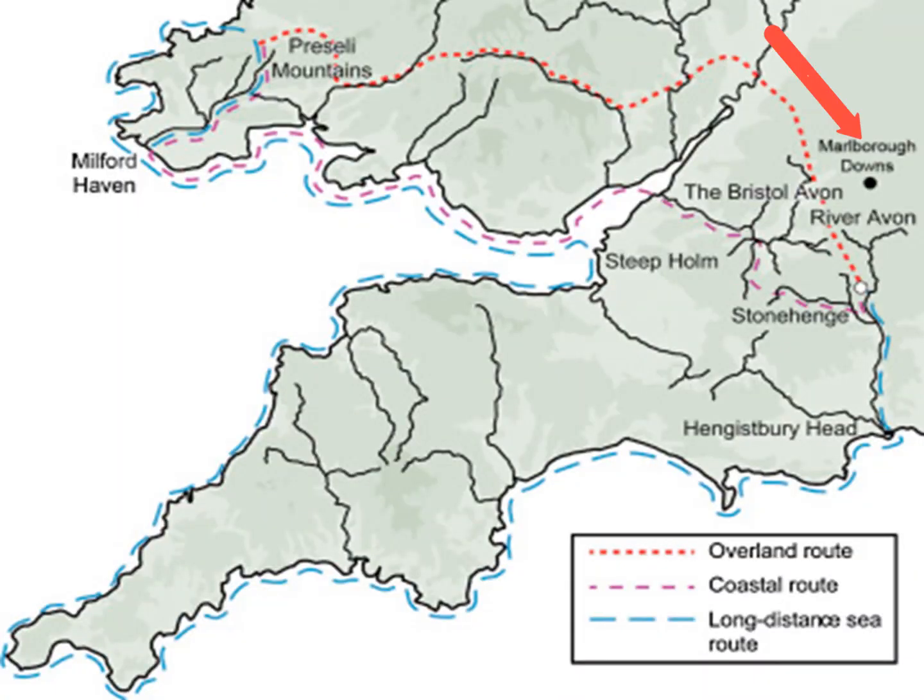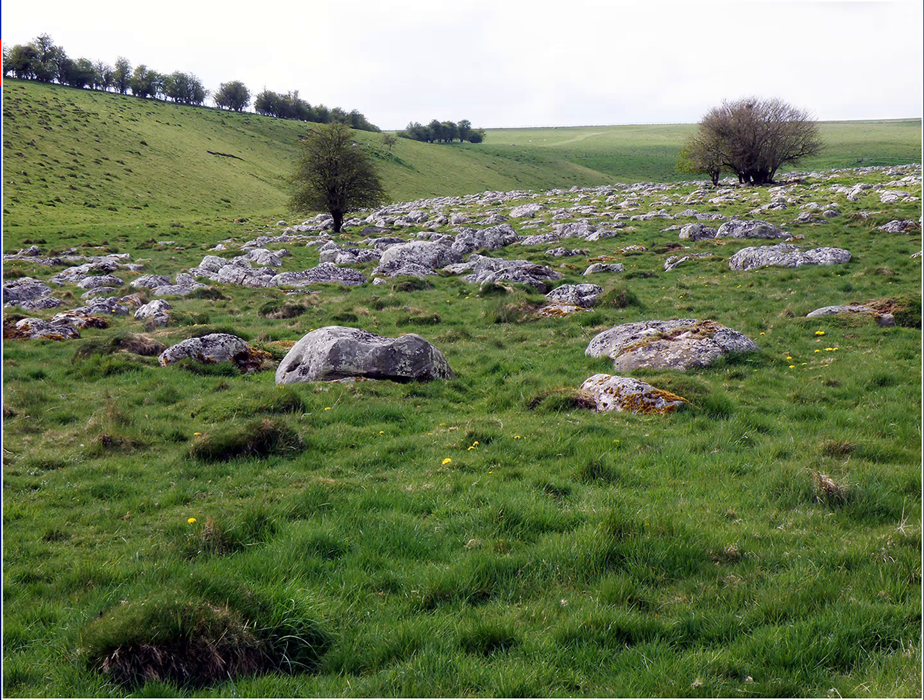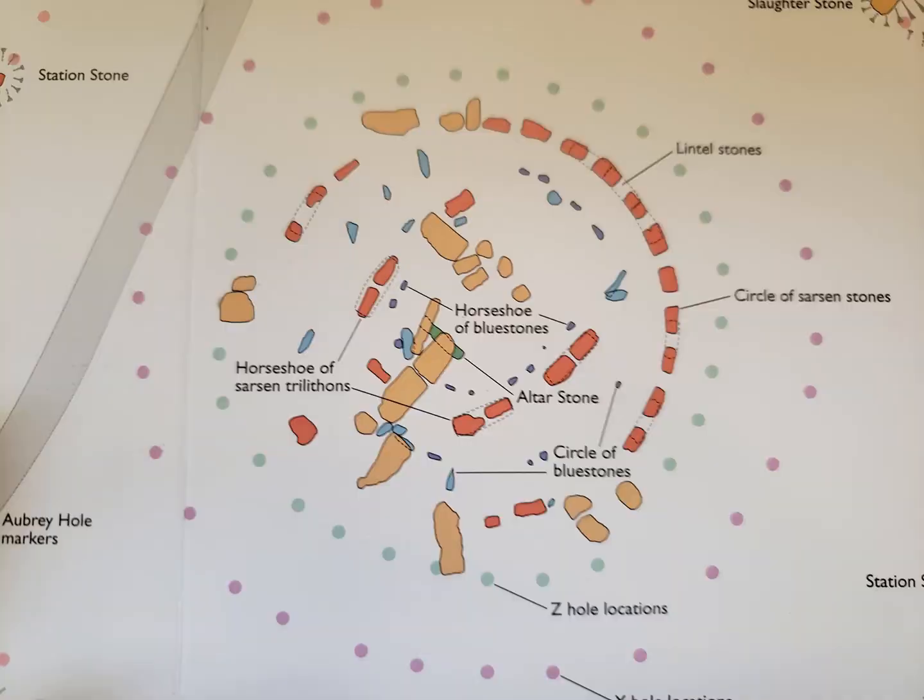Here we see a map that shows the location of Marlborough Downs, where it's believed that the sarsen stones, the big stones, came from. And you can see it's pretty close to Stonehenge. And a study that was done where they took a sled, they found that 200 people could haul one of the large sarsens, and it would take about 12 days. And here is an example of the sarsen stones laying all over the Marlborough Downs.